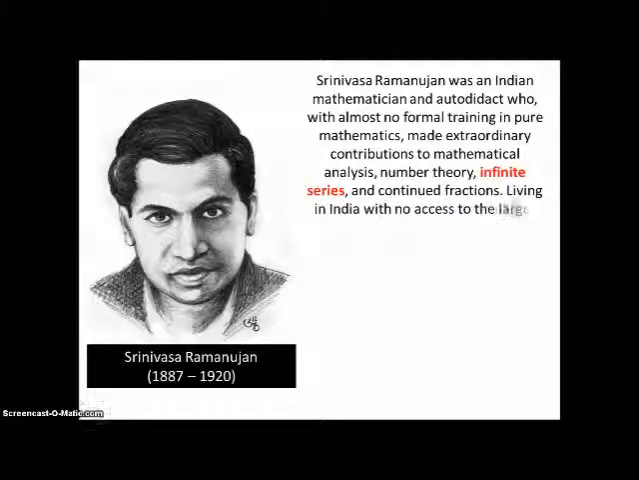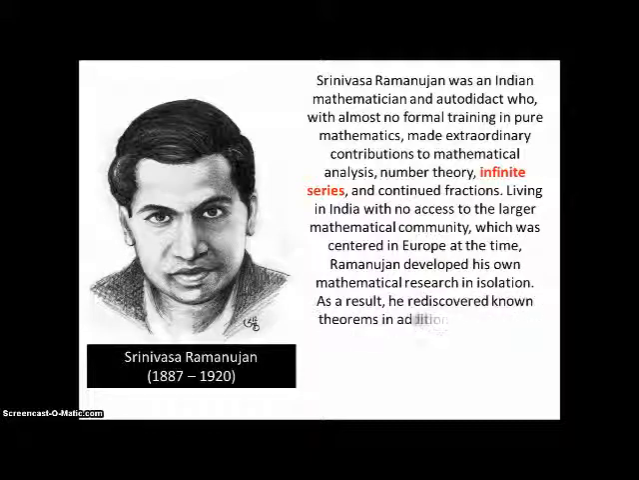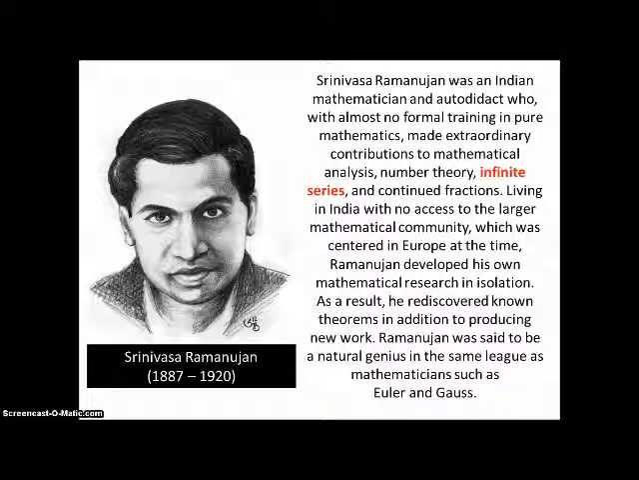Living in India with no access to the larger mathematical community, which was centered in Europe at the time, Ramanujan developed his own mathematical research in isolation. As a result, he rediscovered known theorems in addition to producing new work. Ramanujan was said to be a natural genius in the same league as mathematicians such as Euler and Gauss. And the reason I highlighted infinite series in red is that was his specialty.